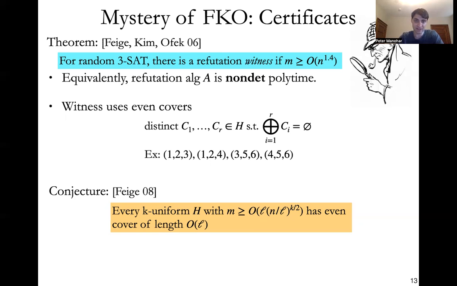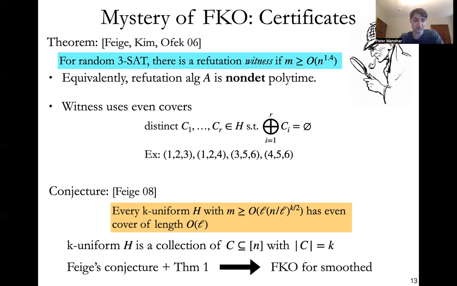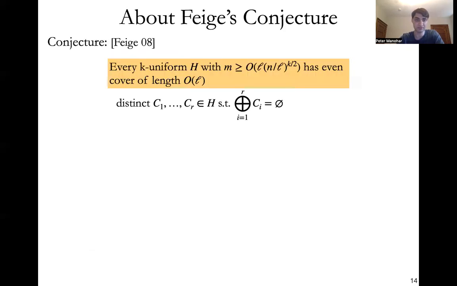I haven't said what a k-uniform hypergraph is, but it's just a hypergraph where every hyperedge has size exactly k. That is, it's a collection of subsets of the vertices where each subset has size exactly k. And there's a known connection that Feige's conjecture combined with a refutation algorithm for smoothed k-SAT will imply the existence of these FKO certificates for smooth k-SAT as well. So the heart of the matter is in this conjecture. So let's talk about it a bit more.